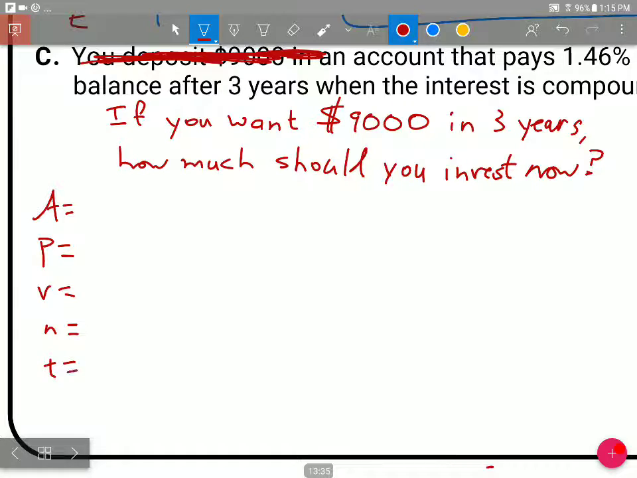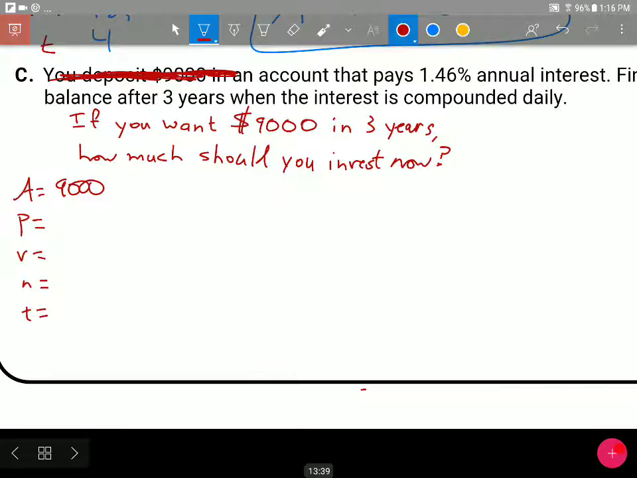So in this case, your A is going to be $9,000. What is your rate going to be? 0.0146. Good. How long is this going to be? What's your T value? 3. Last but not least, what would your N be? 365. If you take a bath every day, you are going to take 365 baths in a year.